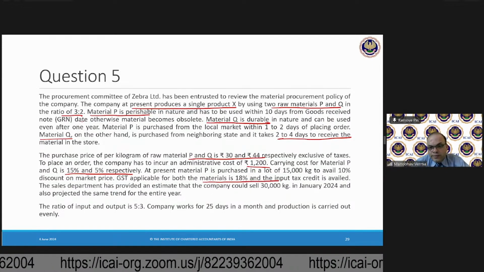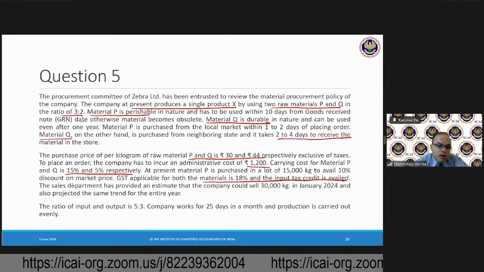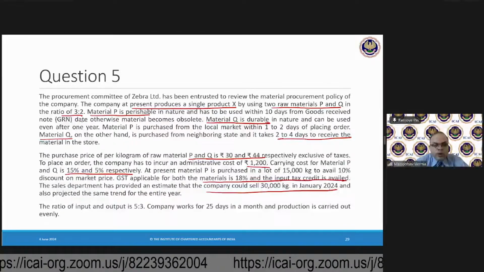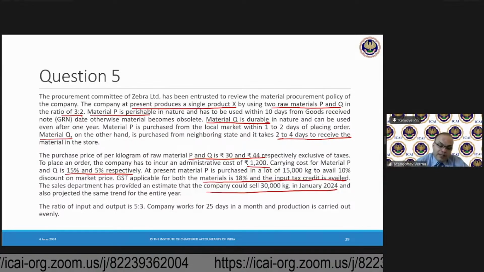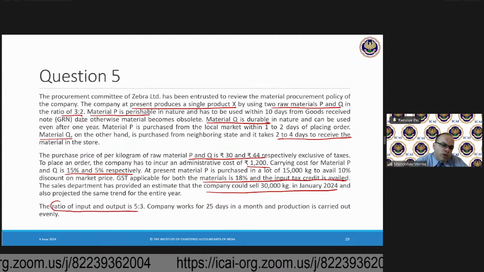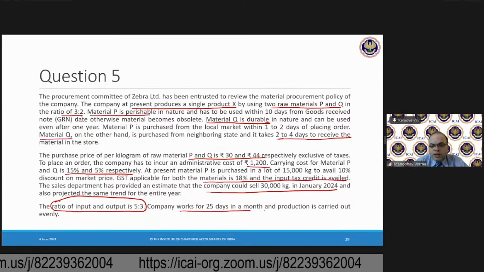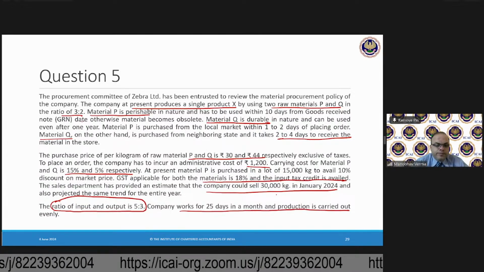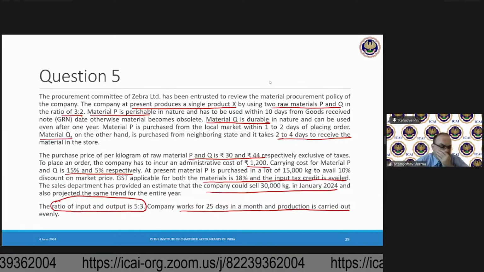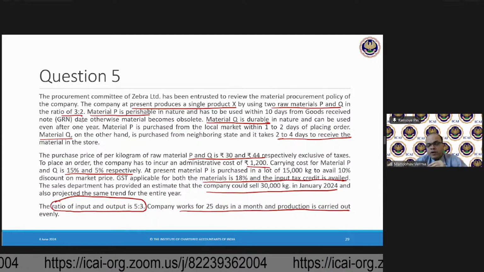I think we discussed this today. You know that if input tax credit is available, you may not include that in the cost. Sales department has provided an estimate that company could sell 30,000 kg in January 24 and also projected the same for the entire year trend. And look at this important information. Ratio of the input and output is 5:3. Company works 25 days in a month and production is carried out evenly. So this is the information you should keep handy and kind of a case study which can be given to you in the exam.